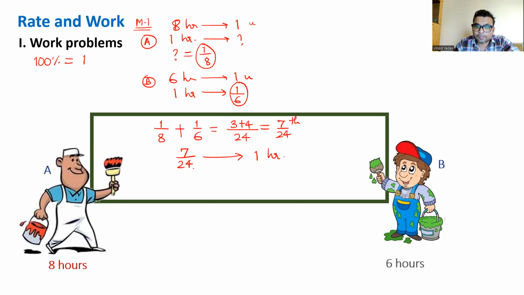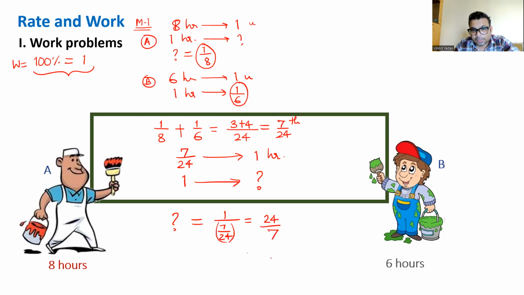I hope you are with me. So the full work, the total work we have taken as 100%, that is 1 unit, will be done in how much time? Cross multiply, friends, come on, 1 into 1 divided by 7 by 24. So ultimately, yes, champions, 24 by 7. 7 threes are 21, remainder 3 by 7. I hope you're understanding this fraction. This is what is called a mixed fraction.